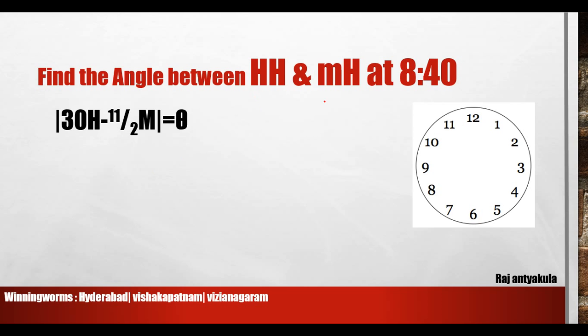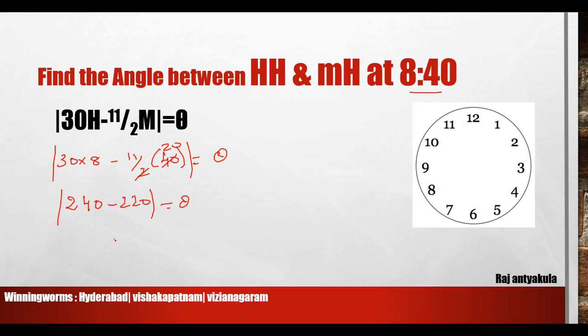Find the angle between the hour hand and minute hand at 8:40. What is the h value? 8. So 30 into 8 minus 11 by 2 into the value of m given, 40, which equals theta. 30 into 8 is how much? 240 minus 11 by 2 into 40, which is 220. On simplification, you get theta equals 20 degrees.